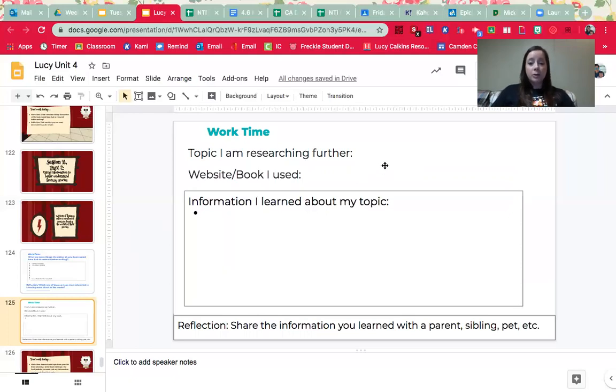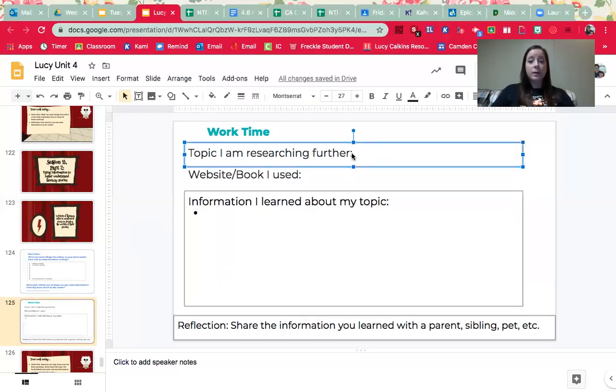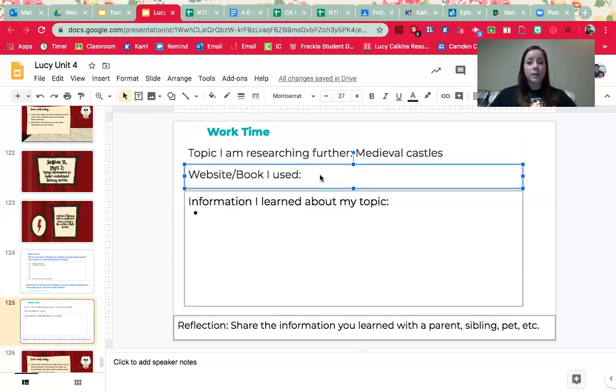So I'm going to do this for you guys so you know exactly what it's supposed to look like for you. So I chose medieval castles because I know that my author would have had to become an expert at that in order to properly portray Ronald and Elizabeth in their castle. So I'm going to learn more about medieval castles today. And another thing that you guys are going to have to do for me is tell me which website or book you used in order to learn more about this topic.